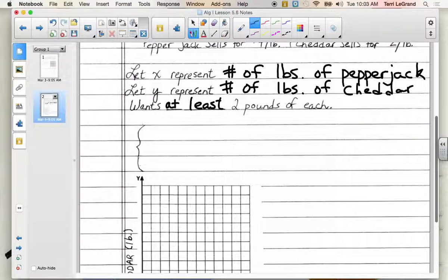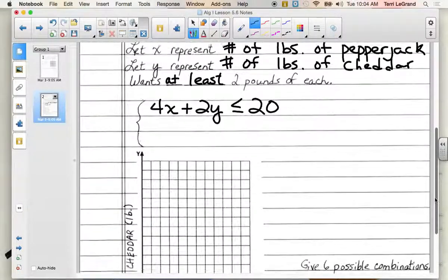Todd? 4x plus 2y is less than or equal to 20. Okay. The pepper jack cheese is $4 a pound, so 4 times how many pounds you buy should tell you how much money she's going to spend on pepper jack cheese, plus $2 per pound for cheddar. 2 times y would be how much money is spent on cheddar, and then we need to say she doesn't want to spend any more than $20. So what did you say, Todd, was the inequality symbol? Less than or equal to 20. Okay. So there's one of our inequalities.